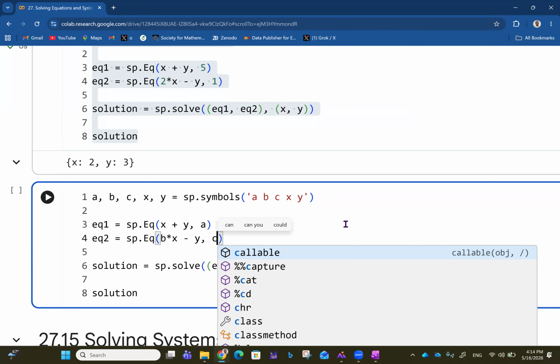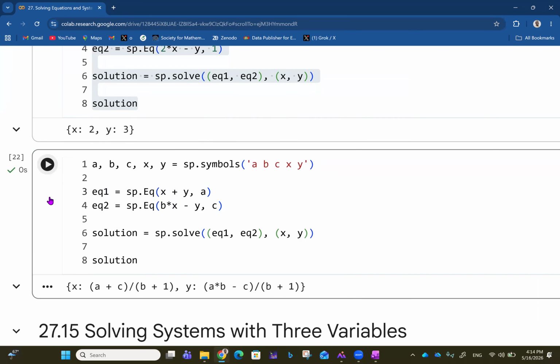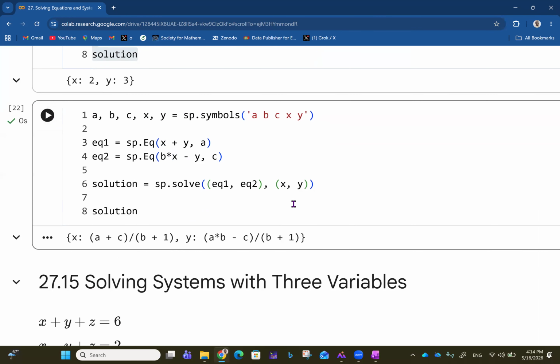But then we still want to solve everything with respect to x and y. So if you do that now, you get your answers in terms of a, b, and c. So x will be (a plus c) over (b plus 1). y will be (a times b minus c) all over (b plus 1). So that's the kind of thing you can have. And that's why this symbolic thing is really cool, right?